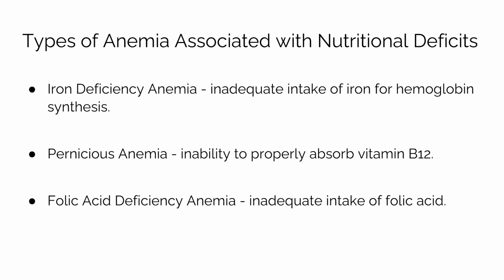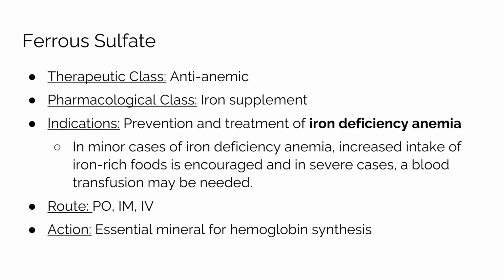Folic acid deficiency anemia is the result of inadequate intake of folic acid. It can be caused by lack of uncooked vegetables in the diet, alcohol use, pregnancy, as well as liver diseases. Ferrous sulfate. The therapeutic class is that it's an anti-anemic. The pharmacological class is that it's an iron supplement. Indications. It's for prevention and treatment of iron deficiency anemia.